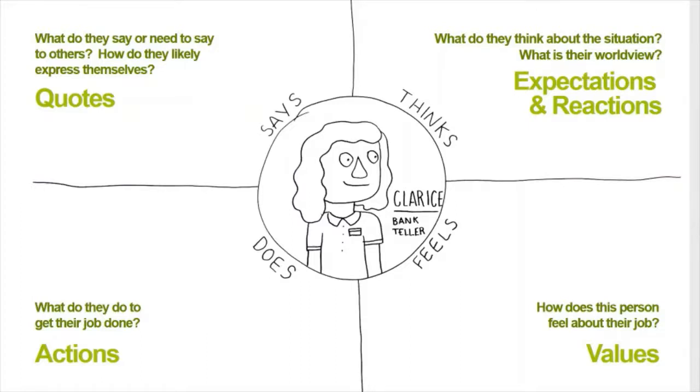You then go and put Clarice at the center of what you're doing, and you draw a template around Clarice, right? And you talk about what does she say, right? And these are quotes. How do they express themselves? What do they say when they need to talk to others? What they think, which is what are their expectations and reactions? What she feels, how do they feel about what they're doing? How do they feel about their job or the particular task that you're dealing with? And what do they actually do, right?